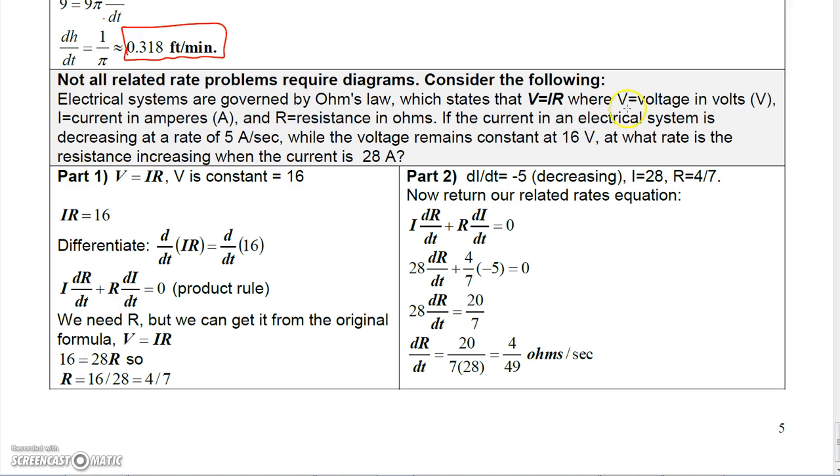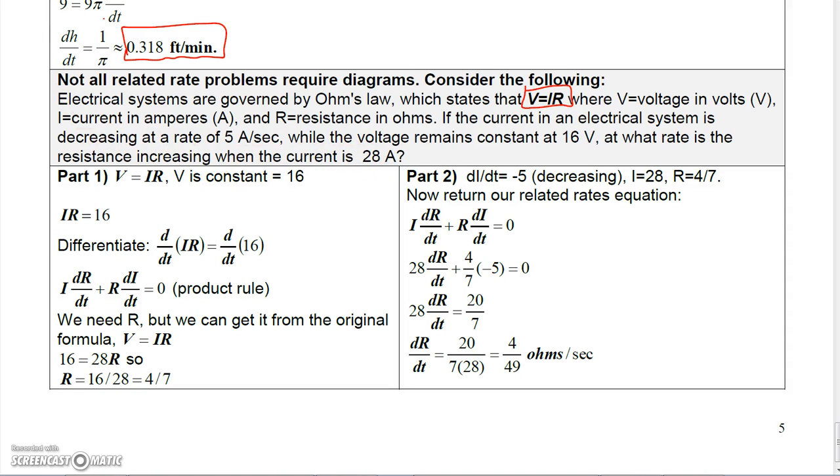You can actually be given formulas, like in this problem. Go ahead and freeze the video and read it if you need to, but this says voltage is equal to IR. I is the current, R is the resistance. And so what I want to do is, it says if the current in the electrical system is decreasing at a rate of 5 amps per second while the voltage remains constant at 16 volts, at what rate is the resistance increasing when the current is 28 amps?